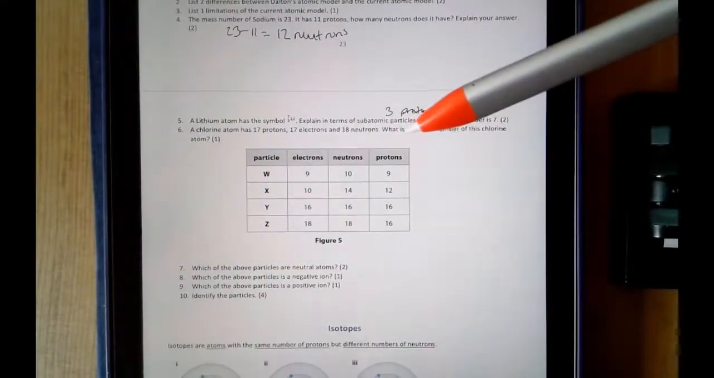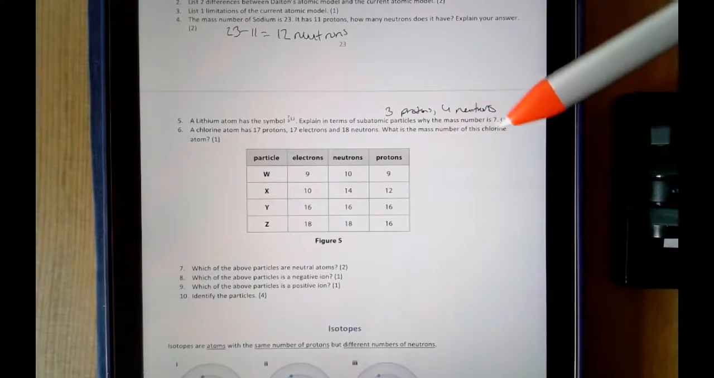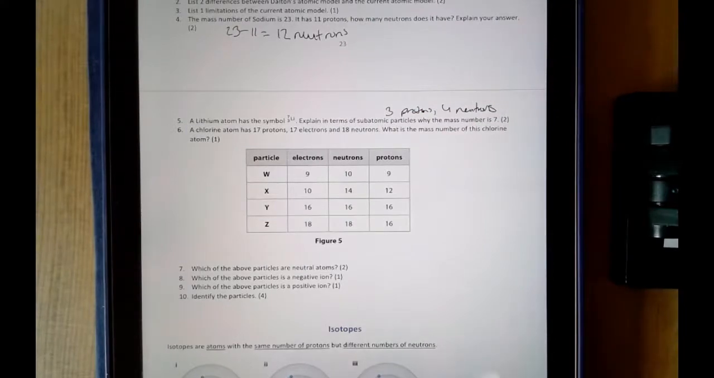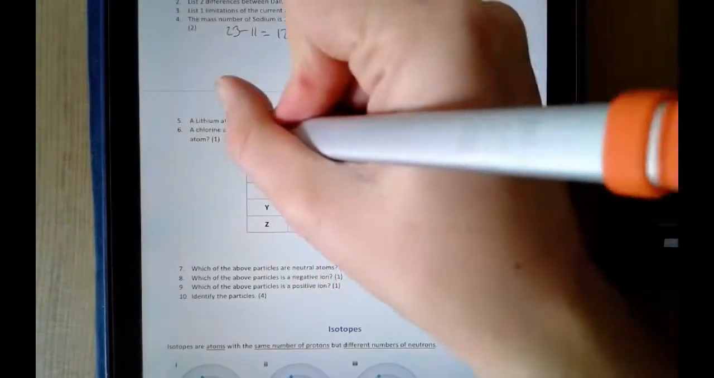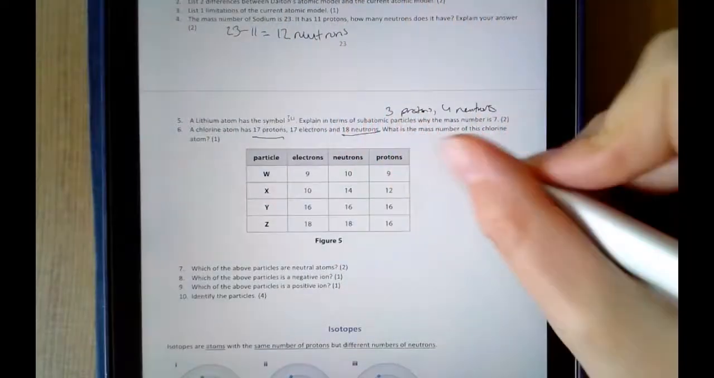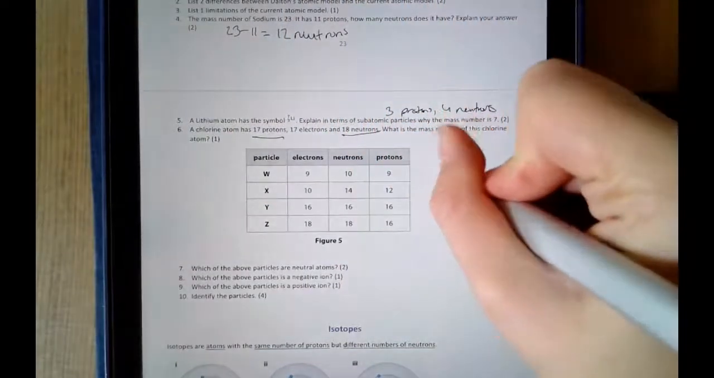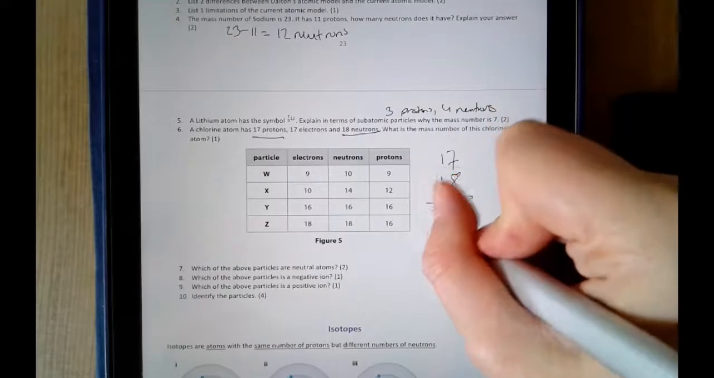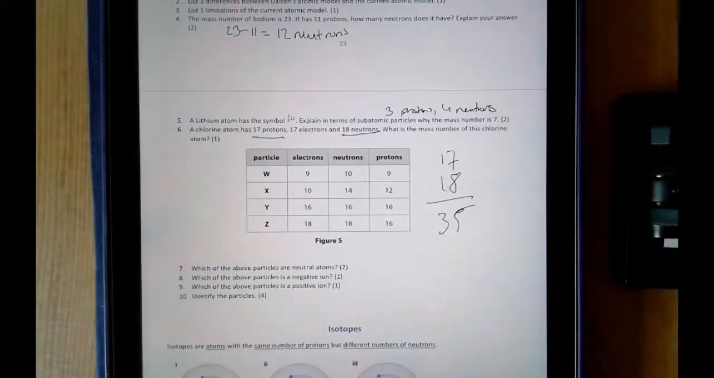A chlorine atom has 17, 17, 18. What is the mass number of this chlorine atom? Okay, so which particles have mass? Protons have mass, neutrons have mass, 17 protons, 18 neutrons, add them together and you get 35. The total mass will be 35.